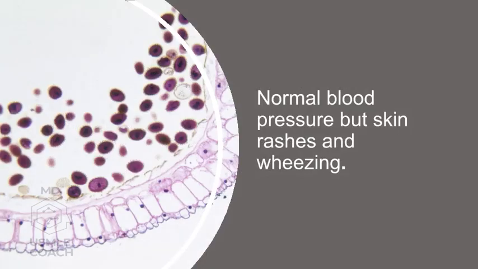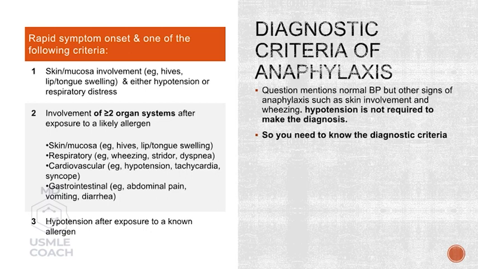Patient presents to the ER with skin rashes and wheezing but normal vitals. What do you think the diagnosis is? I want you to remember the diagnostic criteria for anaphylaxis, and also remember that hypotension is not required to make the diagnosis. It can be some other two systems involvement, such as gastrointestinal and skin, or gastrointestinal and respiratory tract. Pause the video and review the diagnostic criteria for anaphylaxis.